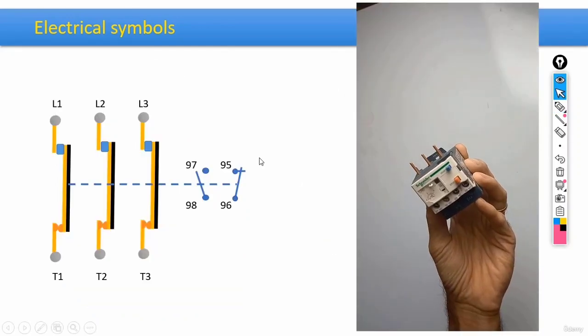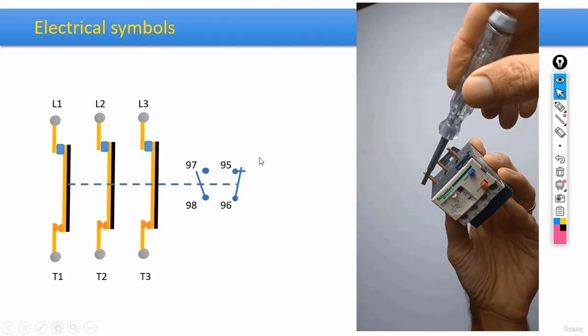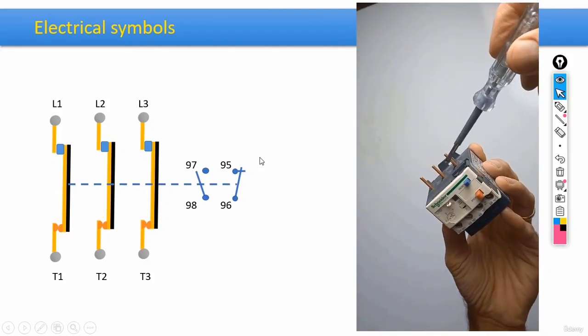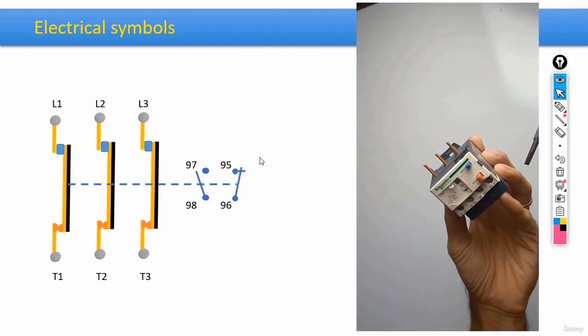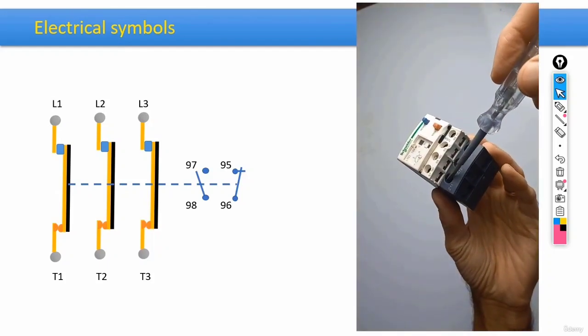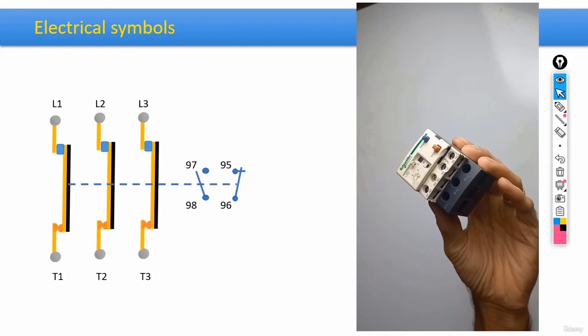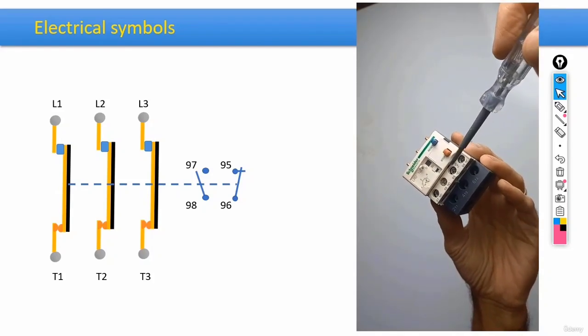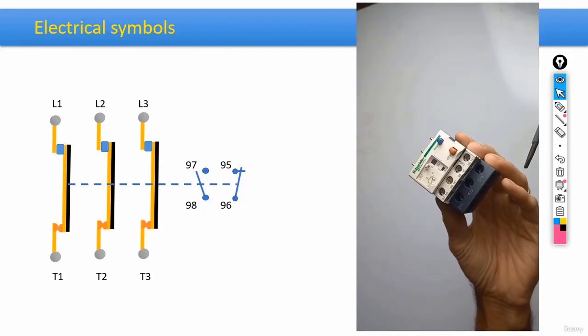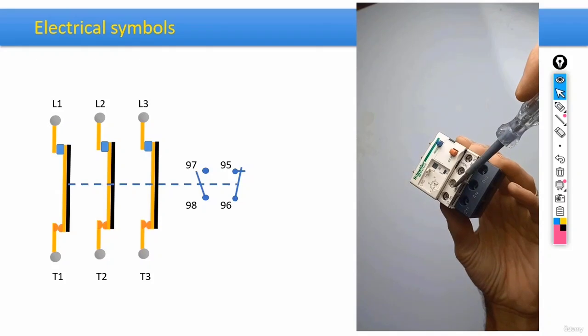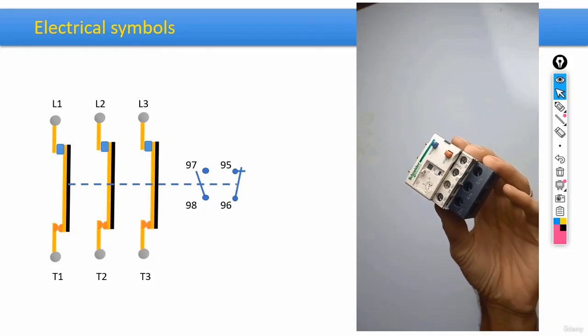Okay, let me play it out. What we have here, up here, we have L1, L2, and L3. And here we got T1, T2, and T3. And then here we got 95, 96, and also 97, 98.